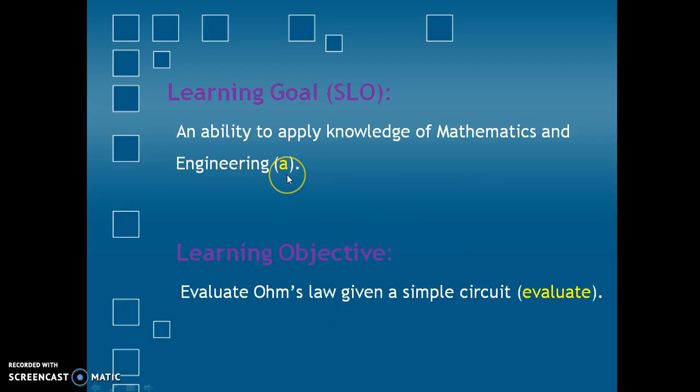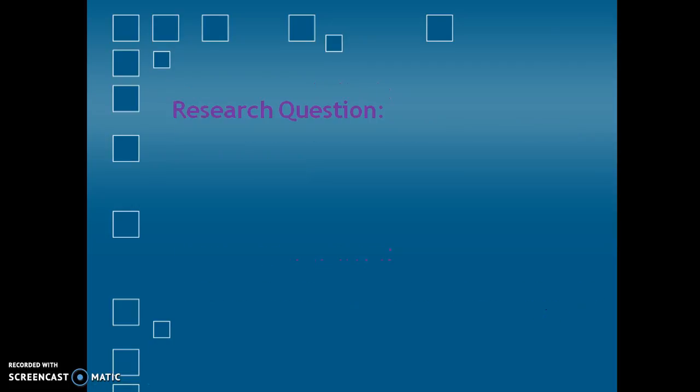The second point to point out is, see the letters here in yellow, the letter A. So this is being mapped. So this learning goal is being mapped to the engineering ABET criteria. And here at the bottom for our learning objective, the evaluate is being mapped to the Bloom's taxonomy level. Okay, so our learning objective falls within the evaluate level in Bloom's taxonomy.